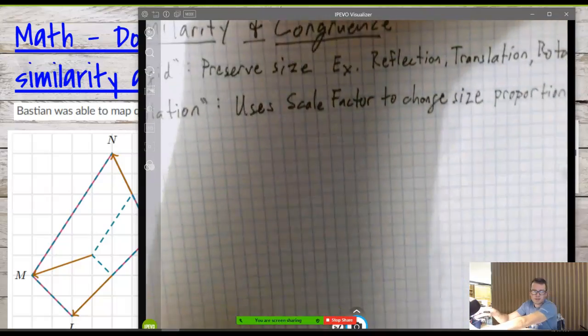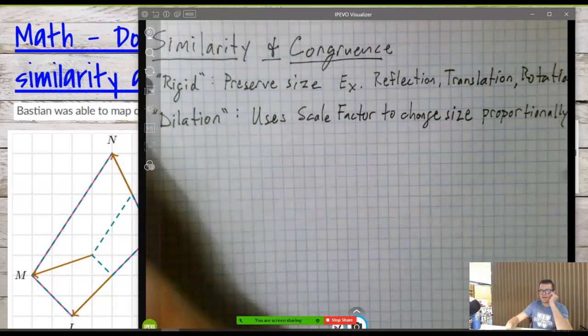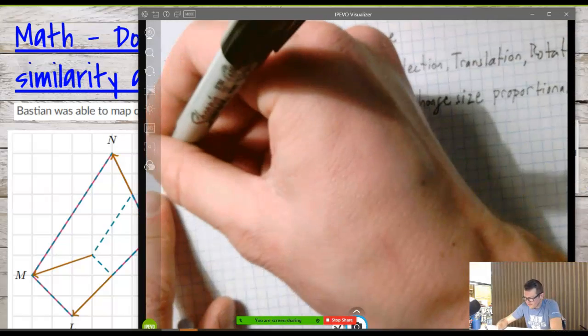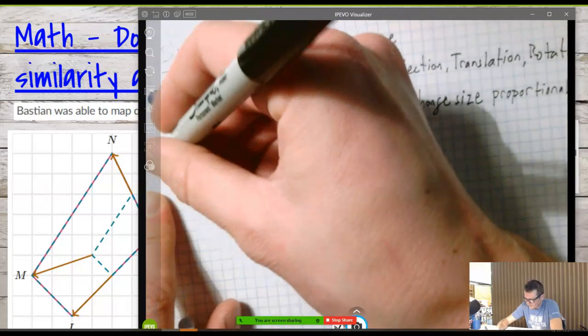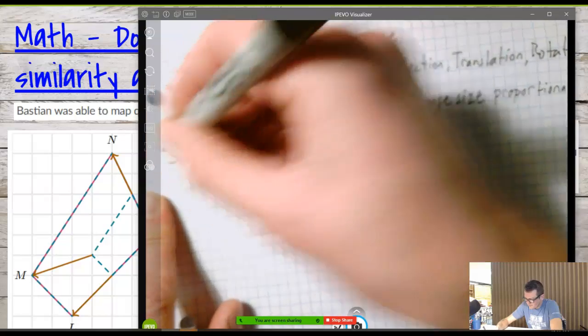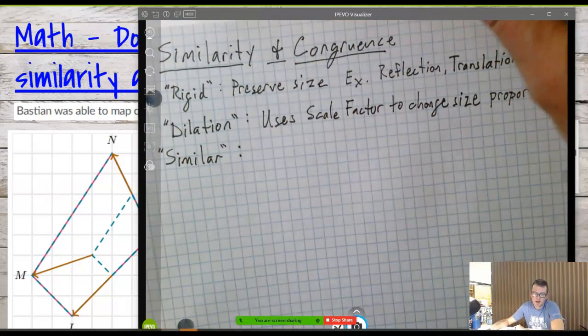I need to pull this up just a little bit. So if Bastion did only use rigid transformations and a dilation, then our result is similar, because similar shapes, as we've learned, how could we define similar shapes? The shape doesn't change, but the size can change. What do you mean the shape doesn't? So a triangle is similar to a triangle?